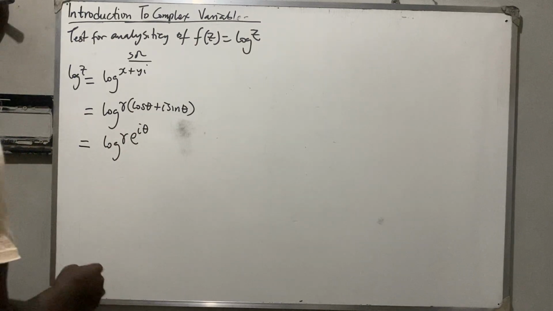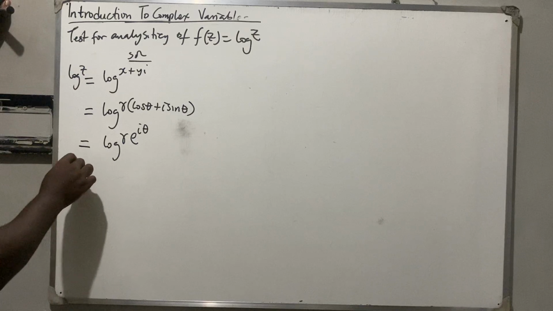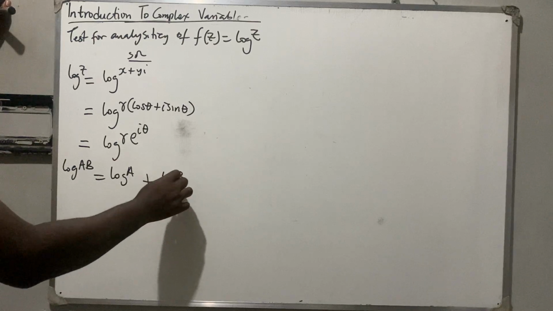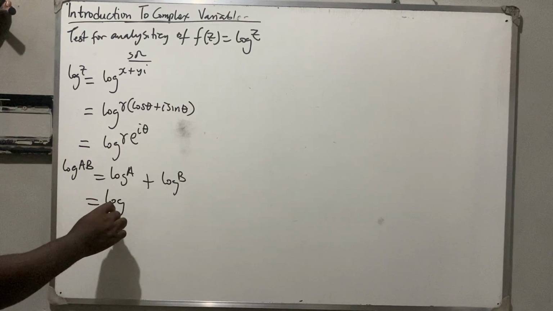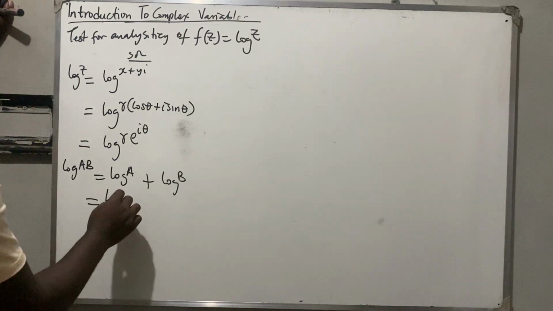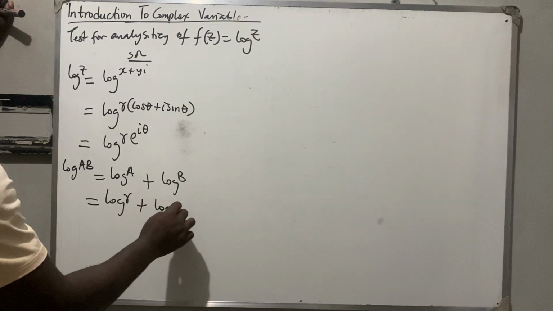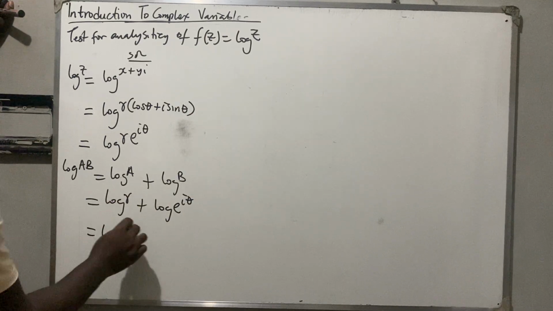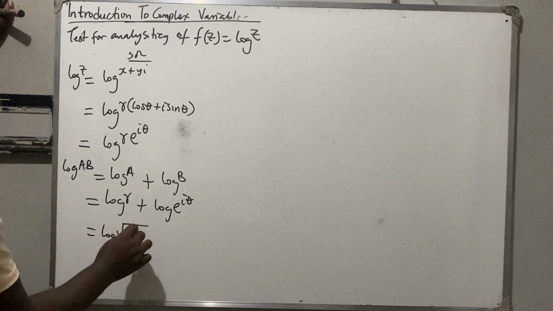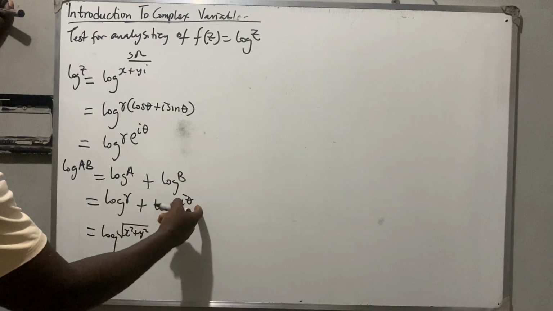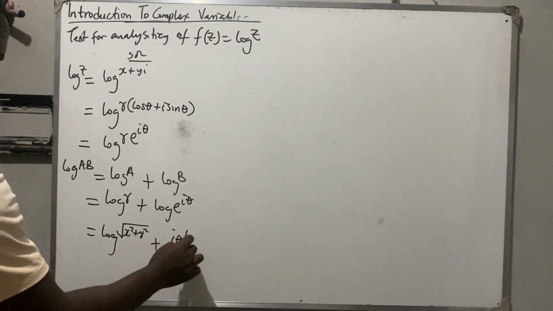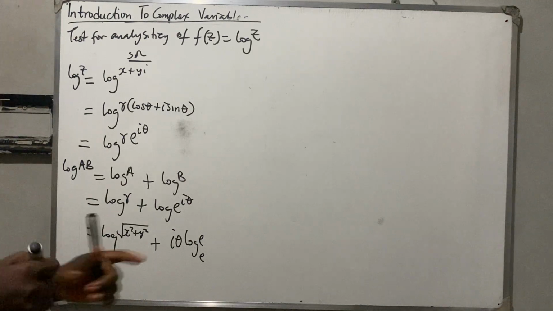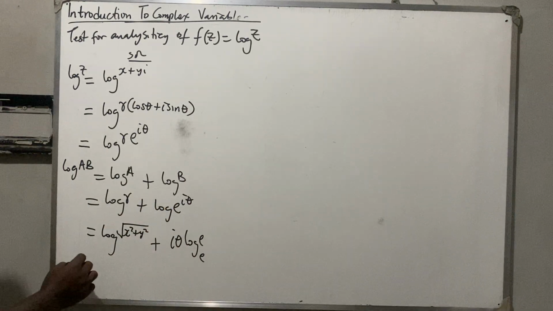Okay. So now we know the law of logarithm that says that log of a multiplied by b can be expressed as log a plus log b. So this one can be expressed as log r plus log of e to the power i theta. Okay, remember what is our r? r is the modulus, which is the root of x squared plus y squared, plus then theta will come to the back, i theta log e. Remember, it must be base e because we are talking about natural log. So if the log and the base are the same thing, it's gone. So we are left with what?